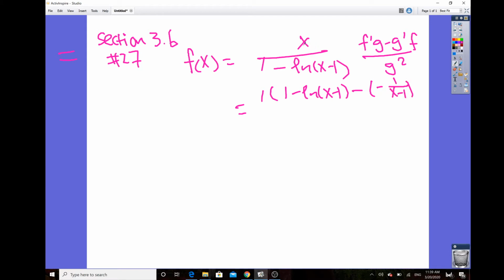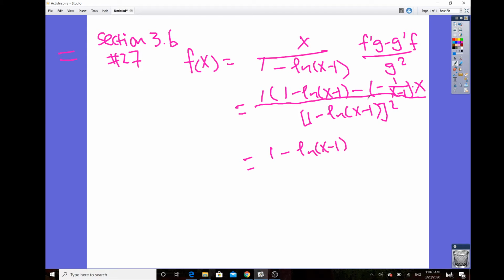And don't forget, you multiply by f of x, so multiply by x right here. It's all over g squared, which is 1 minus natural log of x minus 1, this whole quantity squared. For the rest of this, try to find a way to simplify it. You can distribute. Once you distribute, you end up with 1 minus natural log of x minus 1, negative times negative is positive, so plus x over x minus 1, and then it's all over the quantity 1 minus natural log of x minus 1, squared.